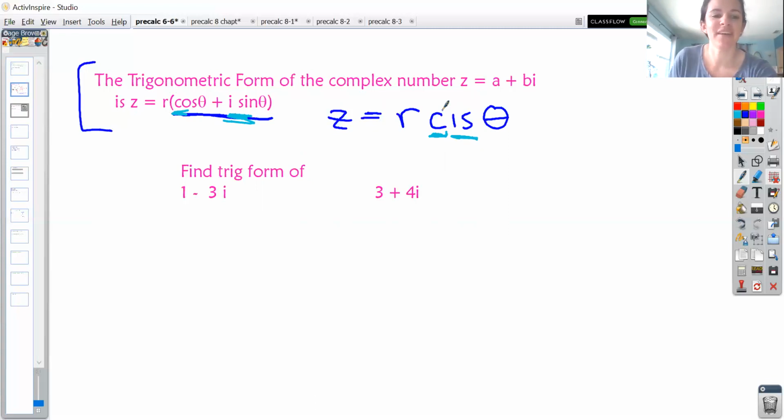Okay, so a couple examples of finding the trig form of a complex number.